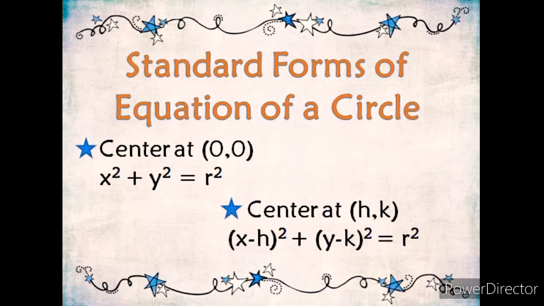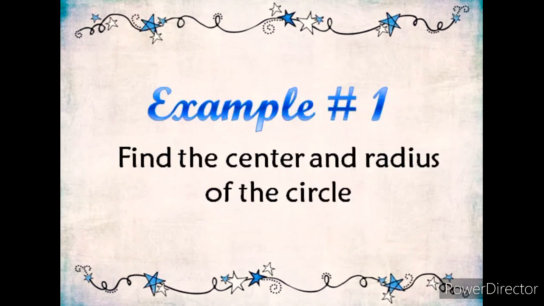So the equation is x squared plus y squared equal to r squared. And the other one, we have center at h and k. We have the quantity of x minus h squared plus the quantity of y minus k squared equal to r squared. So we're going to use these two standard equations to solve the center and the radius. Okay, so now let's have example number 1.